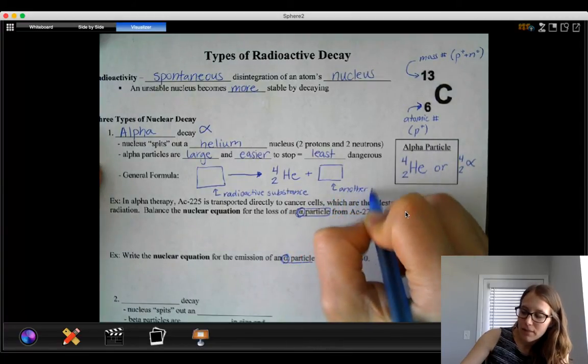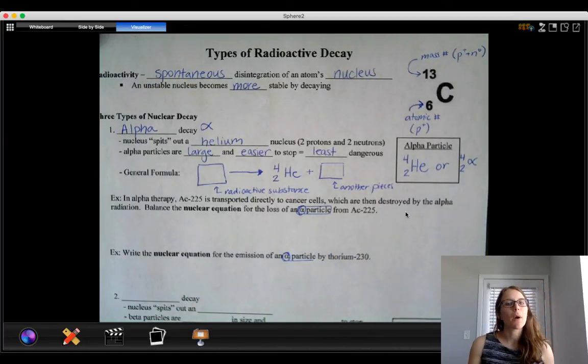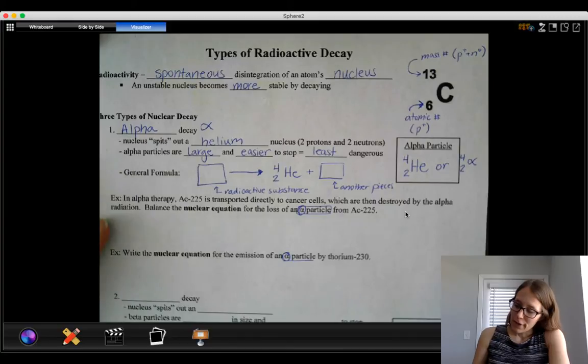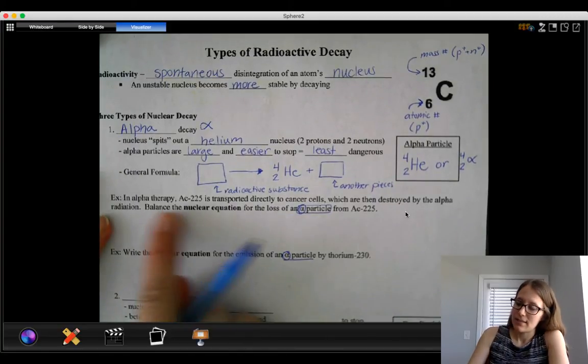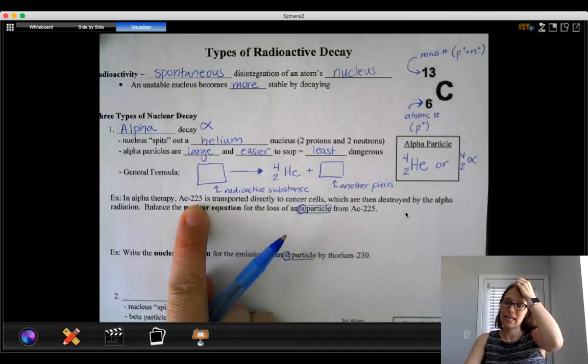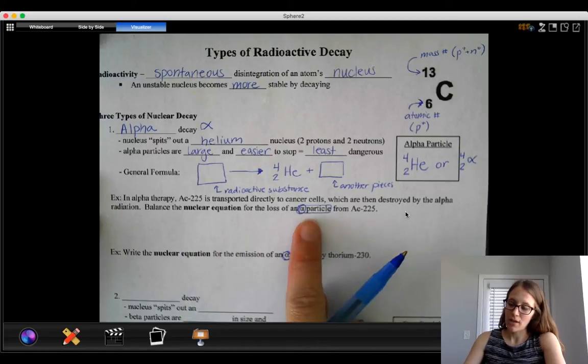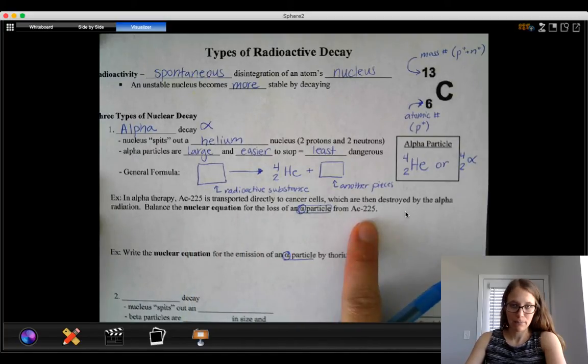I'm just leaving these boxes blank for now because I don't really know what goes in here. That depends on the specific problem, but this is our general form. One thing breaks apart into an alpha particle and something else. In our first example, this says AC-225 is directed to cancer cells, which are then destroyed by this alpha radiation. We're going to write the nuclear equation for the loss of an alpha particle from actinium-225.